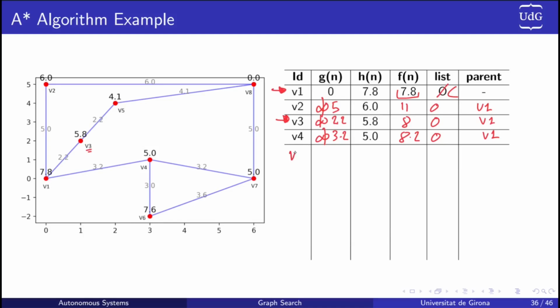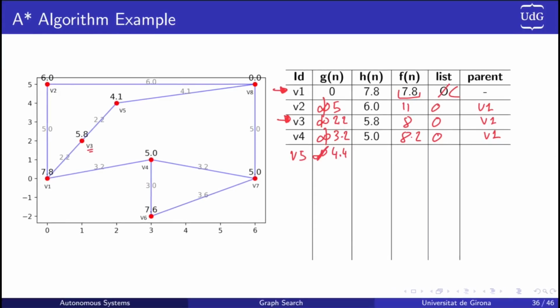I add here B5. And I need to put the cost of reaching B5. Of course, again, initially it was infinite. Now I need to check if it's smaller or not. The cost of reaching B5 will be the cost of reaching B3, that was 2.2, plus 2.2 more, then it's 4.4.